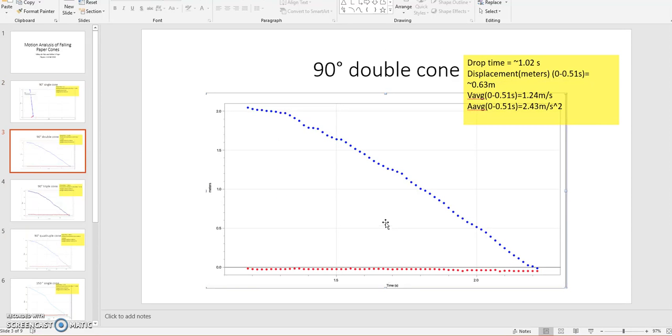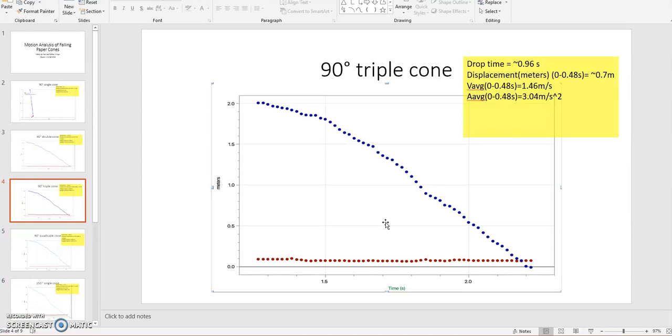Next is our 90-degree double cone. This one has a slightly longer drop time of 1.2 seconds. Displacement of 0.63 meters over half the drop time. Average velocity of 1.24 meters per second and an average acceleration of 2.43 meters per second squared.